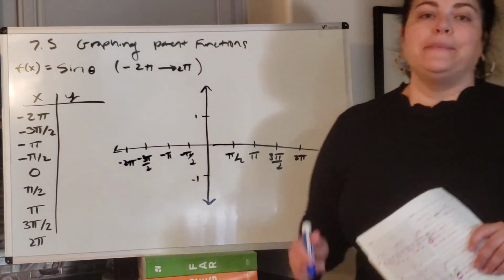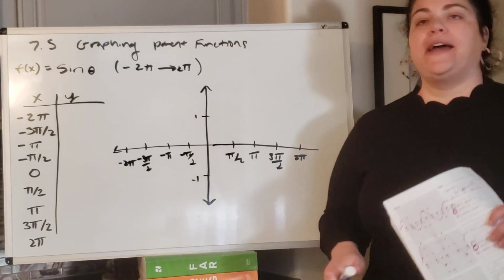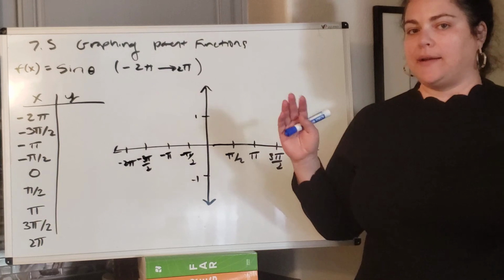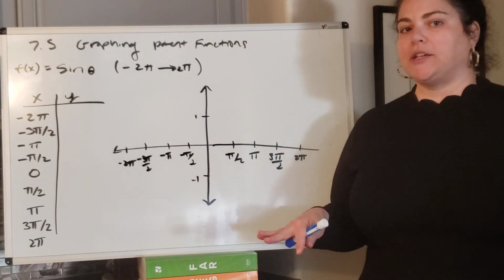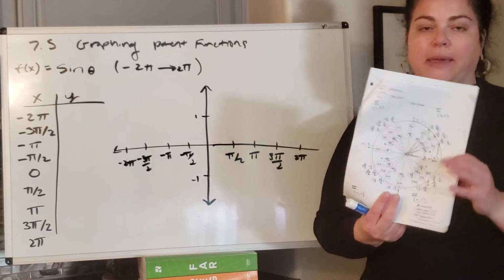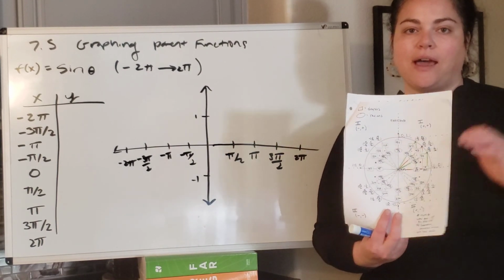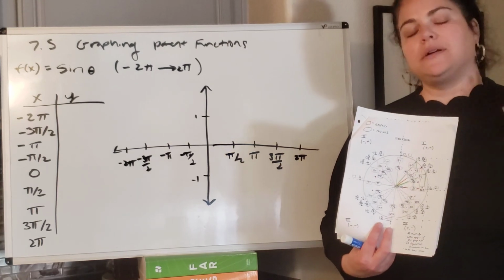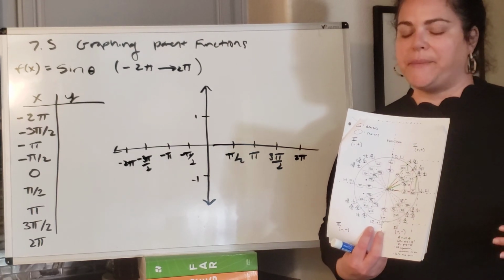Hi guys, today we are talking 7.5, graphing our parent functions. Due to this weird abbreviated school year, today we are going to just focus on sine and cosine. Now what I have in front of me is the unit circle. Everyone should be looking at their unit circle because that's where I'm getting all of these values from.